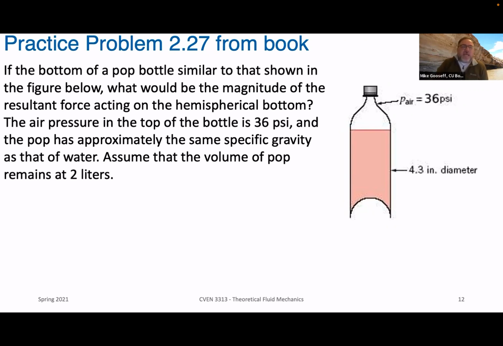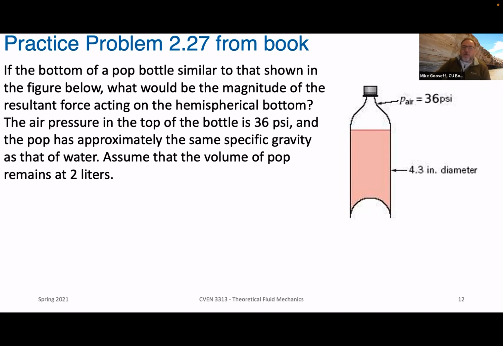So in this case, we don't care what brand it is, but if the bottom of a pop bottle is similar to that shown in the figure to the side here, what would be the magnitude of the resultant force acting on the hemispherical bottom? The air pressure at the top of the bottle, so inside, is a little less than what we saw in the video, 36 PSI. And the pop has approximately the same specific gravity as that of water, and assume that the volume of the pop remains at 2 liters.